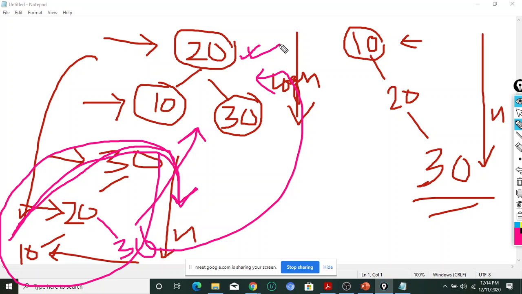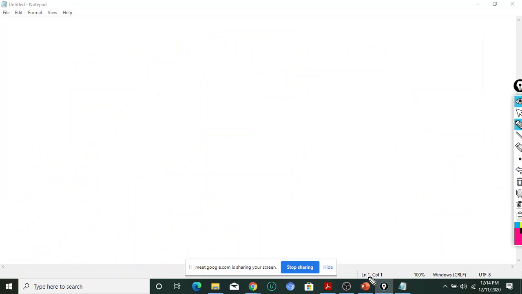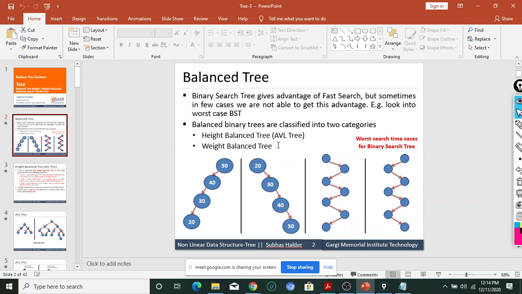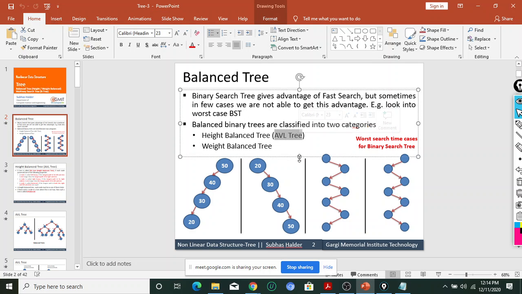That's why we are going to use another kind of tree where the height of the tree is balanced every time. That is called a height balanced tree, or an AVL tree. Okay, AVL tree. This is called AVL tree.